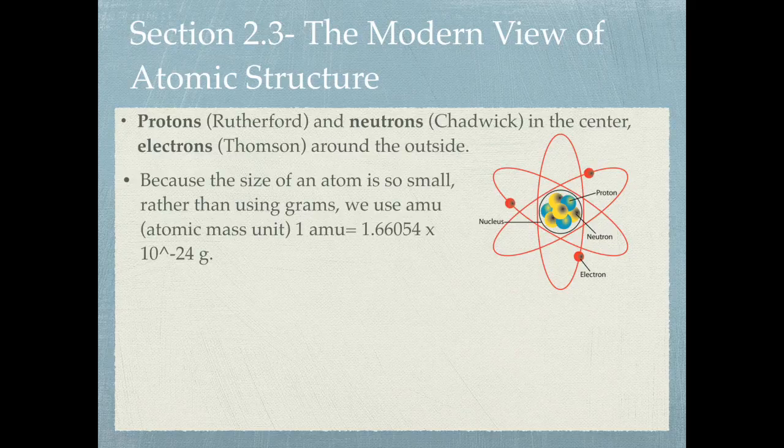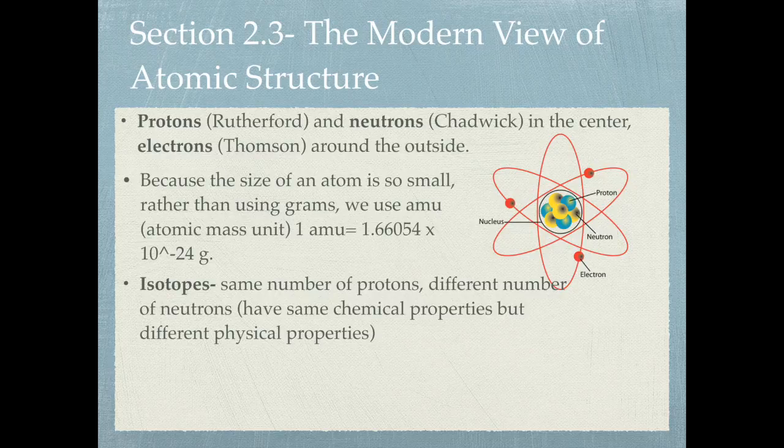Now, because the atom is so small, rather than talking about the mass in terms of grams, we use the unit AMU, which stands for atomic mass unit. So 1 AMU equals 1.66 times 10 to the negative 24th grams. So it is a very, very small number. So when we're talking about atoms, their mass is very small.